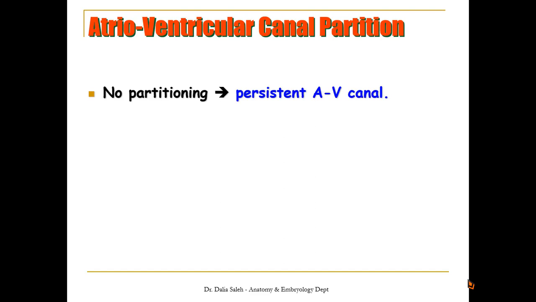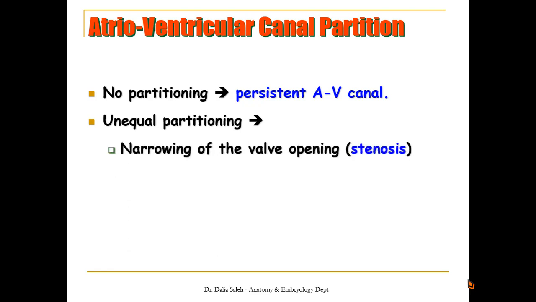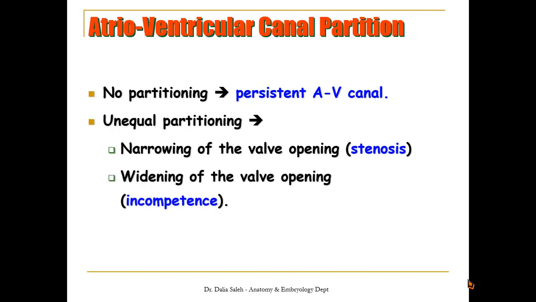So the anomalies of the AV canal partitioning or septation could be either there is no partitioning at all, and in this case we end up with persistent AV canal. If there is unequal partitioning, we will end up with narrowing of one of the valve openings, which we call stenosis, and widening of the other valve opening, which we call incompetence. Other anomalies related to the AV canal could be fusion of the cusps of the valves, which we call valve atresia.